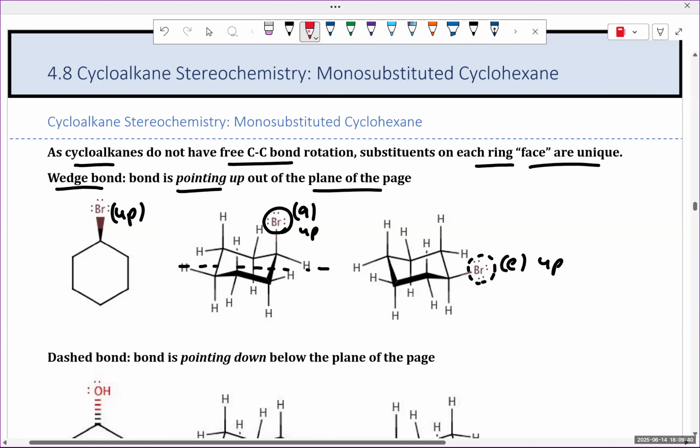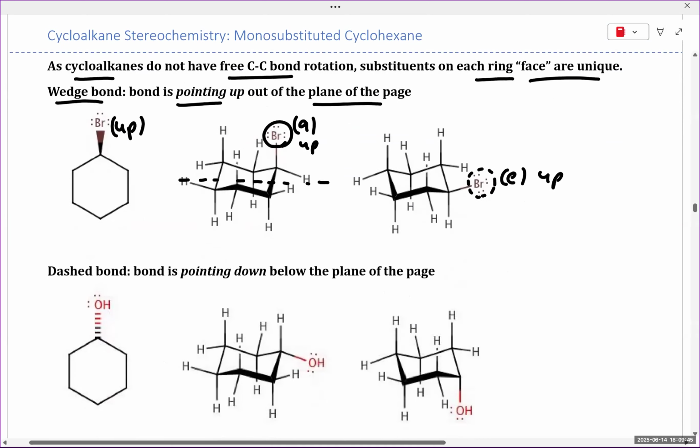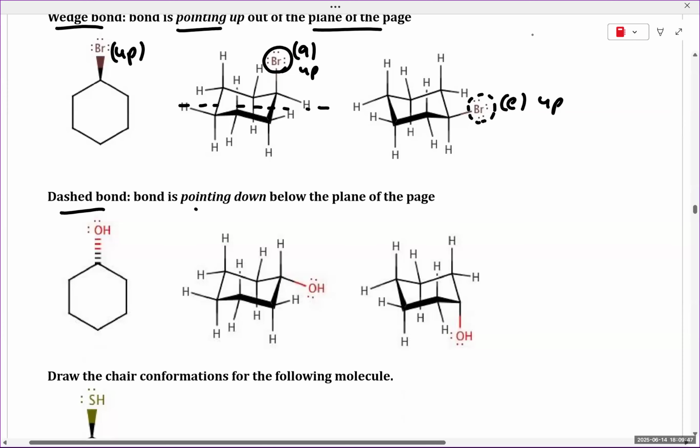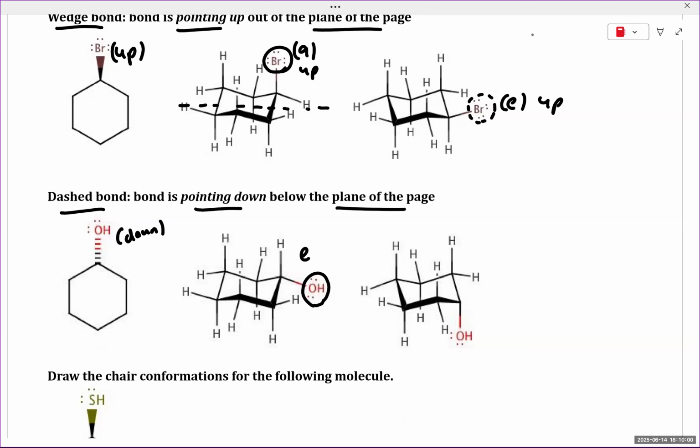So wedge bonds are pointing up. As a comparison, dashed bonds are pointing down below the plane of the page. For example, this alcohol has a dashed bond, which tells us it's pointing down. This can be equatorial down, or it could be axial down. In either case, as you can see, the dashed bond is pointing down, while the wedged bond is always pointing up.